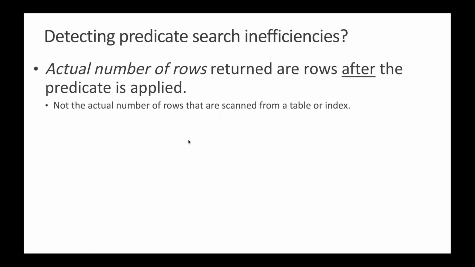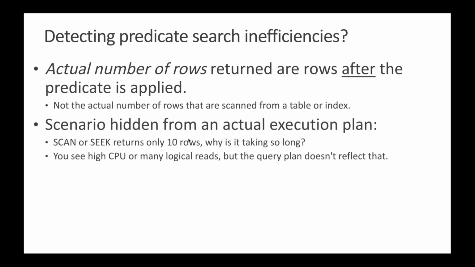So one of the other things we get is the ability to detect some predicate search inefficiencies. So typically the actual number of rows returned is after the predicate is applied, not the actual number of rows that are scanned. So if a scan or a seek only returns 10 rows, why is it taking so long? You may see high CPU or many logical reads, but the query plan doesn't typically reflect that. So now what do we do?